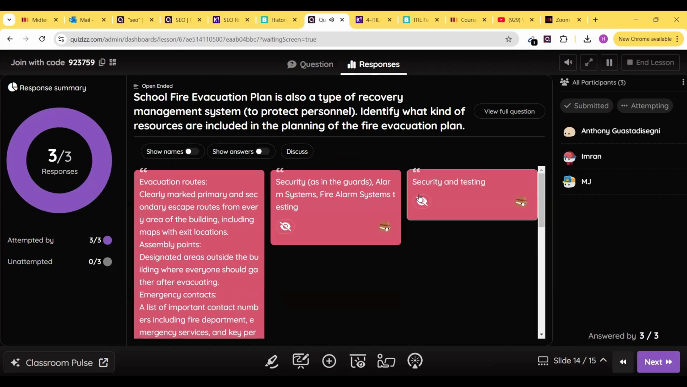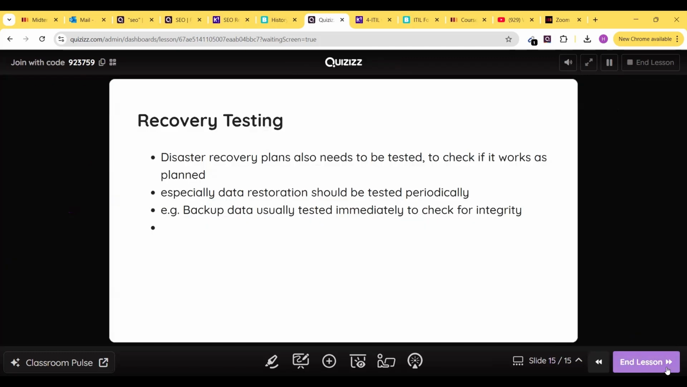And then security and testing. That would be important as well. So recovery testing: disaster recovery plans also need to be tested to check if they work as planned. Especially data restoration should be tested periodically, e.g. backup data is usually tested.